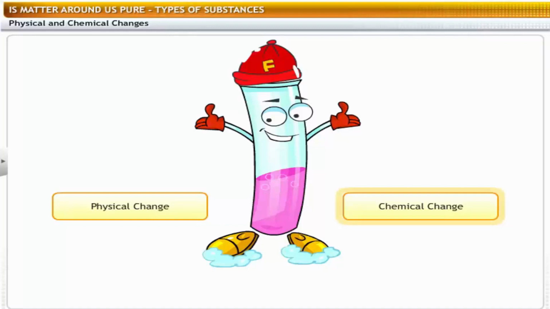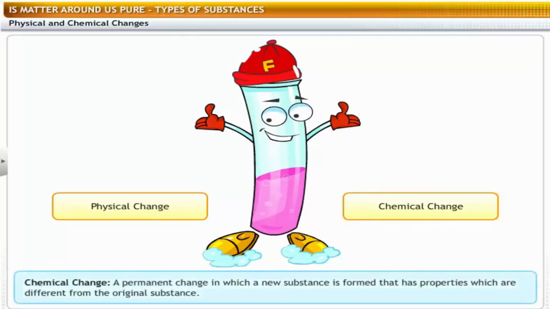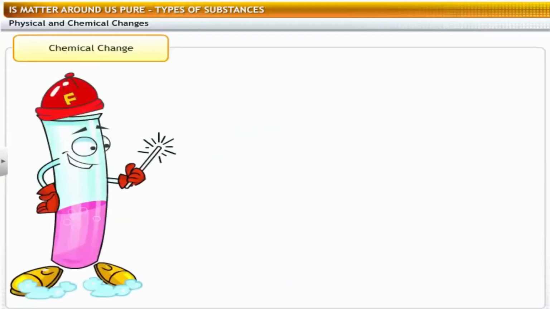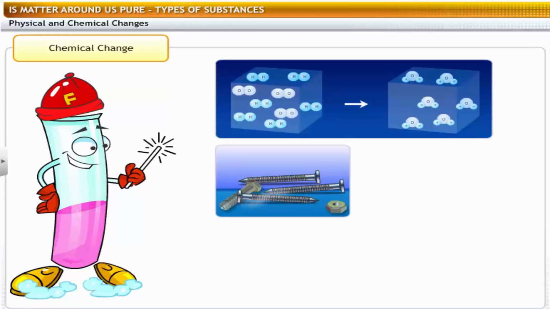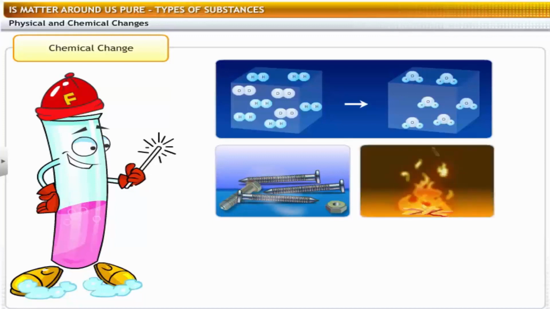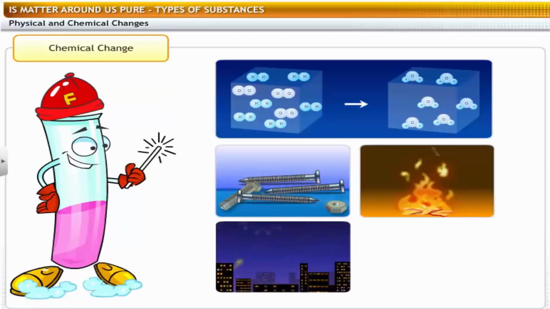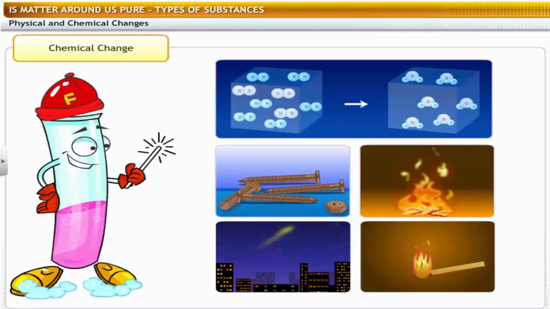Likewise, we can define a chemical change as a permanent change in which a new substance is formed that has properties which are different from the original substance. For example, formation of water from hydrogen and oxygen atoms, rusting of iron, burning of wood, lighting of firecrackers, burning of a matchstick.